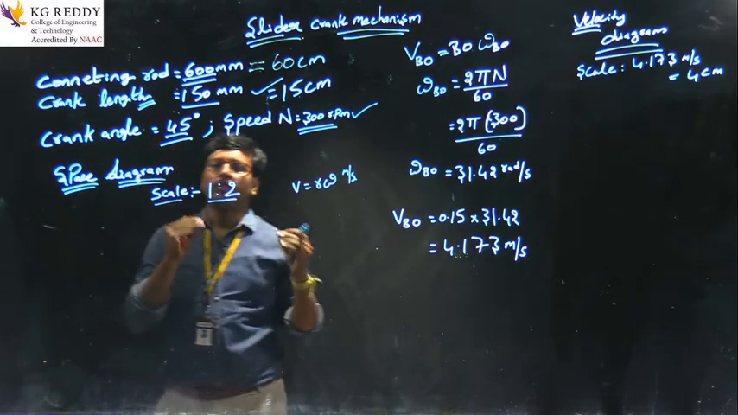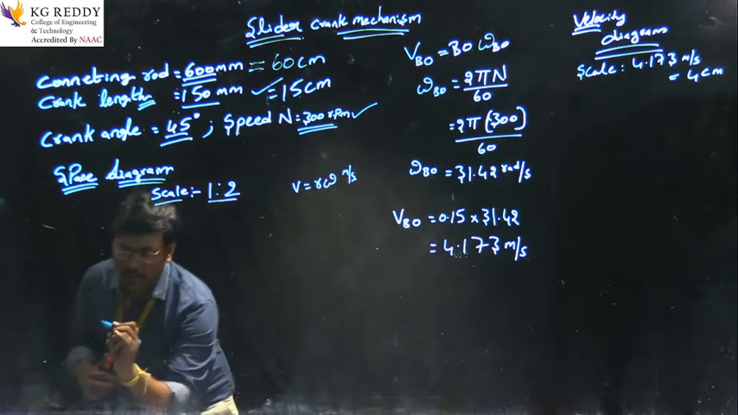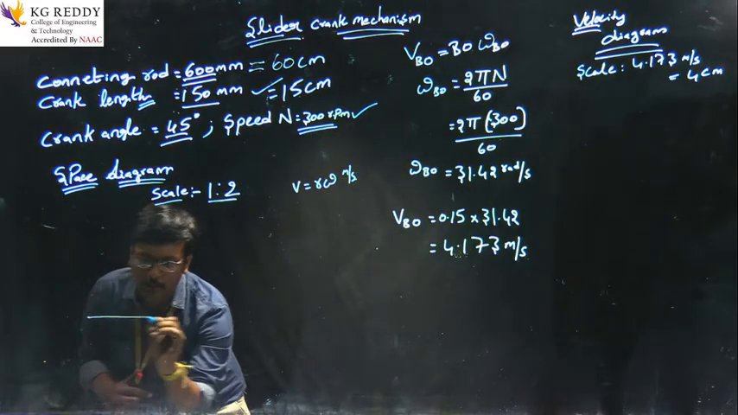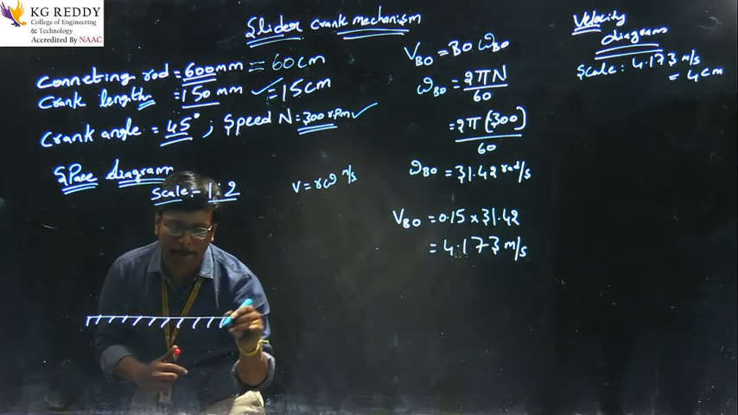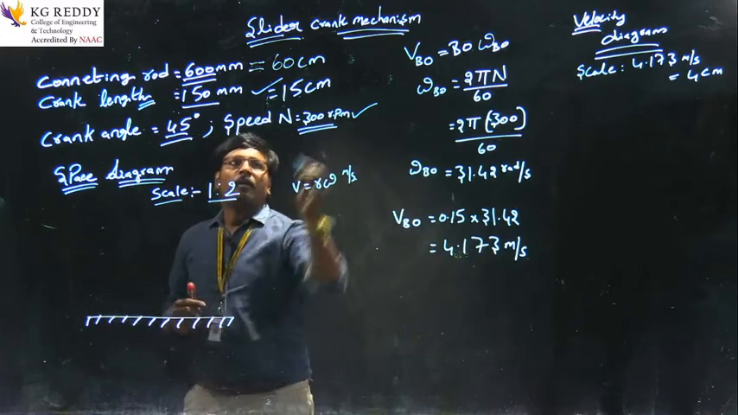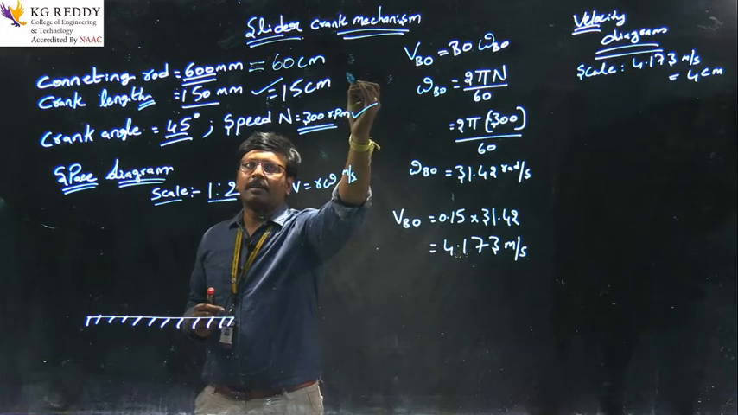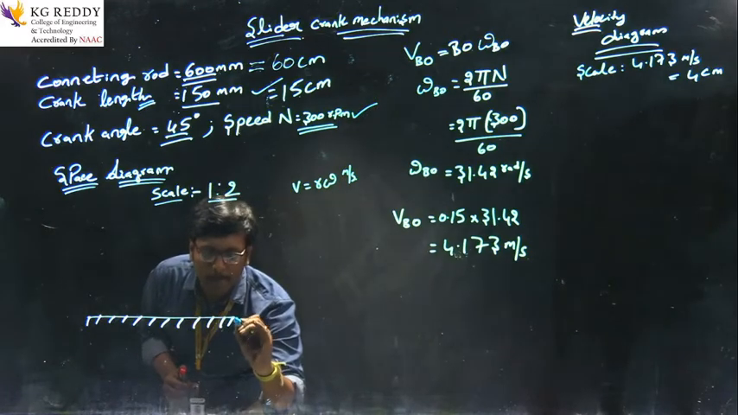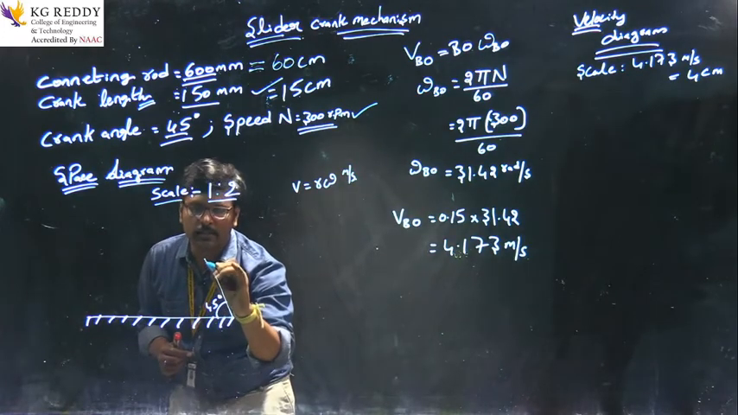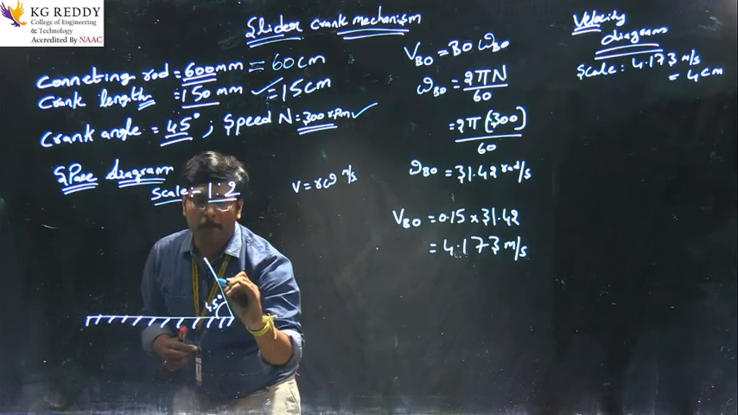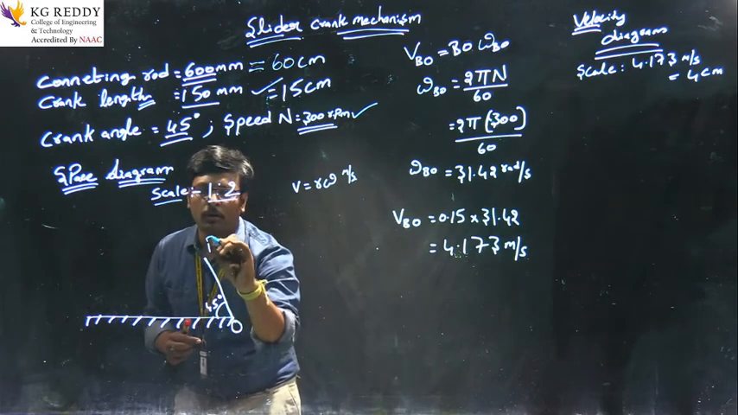So, here one is the fixed link. You see here that I am taking it as the fixed one. I am taking a scale of 1:2, so the crank length becomes 7.5 centimeters and the angle is 45 degrees. Okay. So, I am giving a name for this: OP.